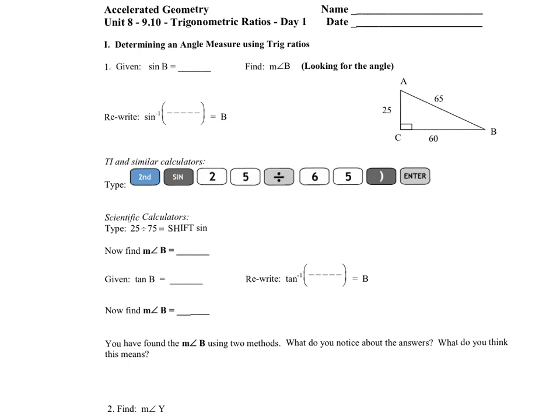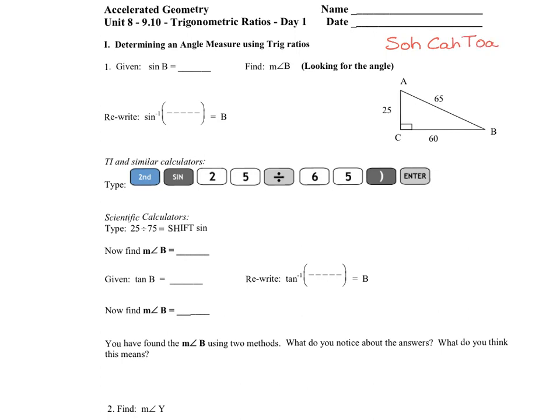Hi everyone, this is Mrs. Pettit. After spending the last couple of days learning how to find missing sides of right triangles using trig ratios, today we'll learn how to find missing angles of right triangles using those same trig ratios. So we'll be using the same acronym, SOHCAHTOA, that you've already heard.